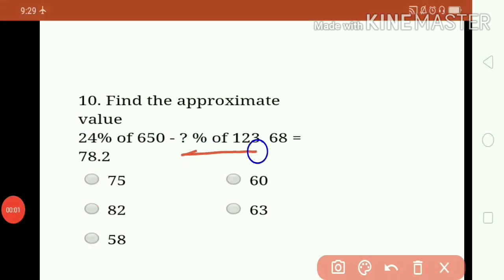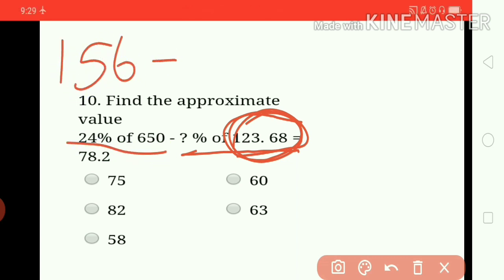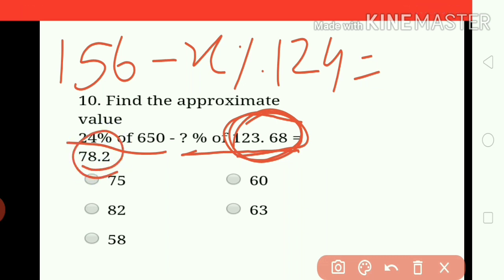Now you can do this part also. So to find the approximate value we have to do round off at first. So 123.68 is more than 123.50. So you will write 124 instead of 123.68. So let us solve now. We get 156 from the first part, right, minus x percent of 124 is equal to, this is 78.2. You know that this is smaller than 78.5, so you will write 78 here, right?